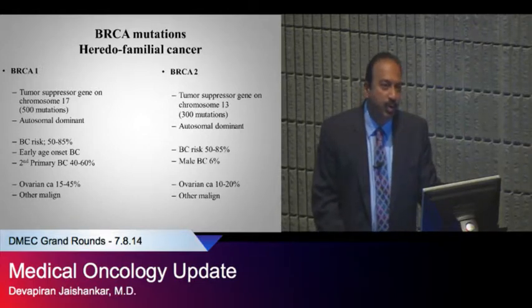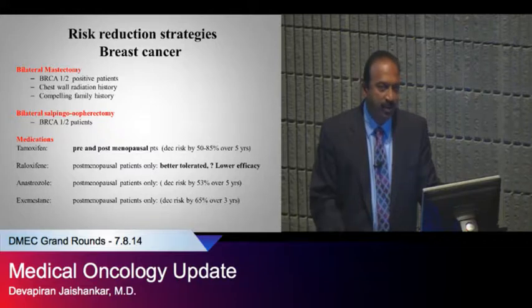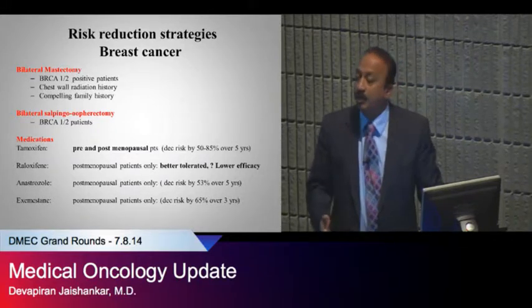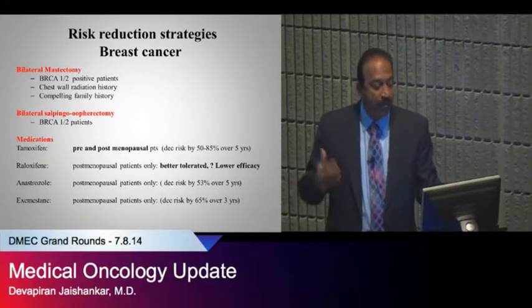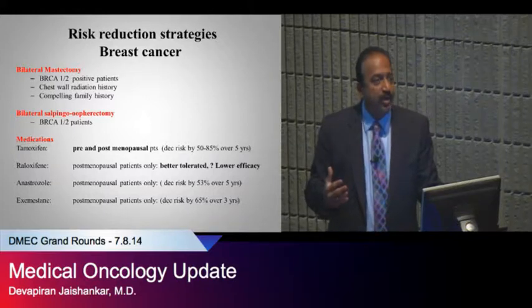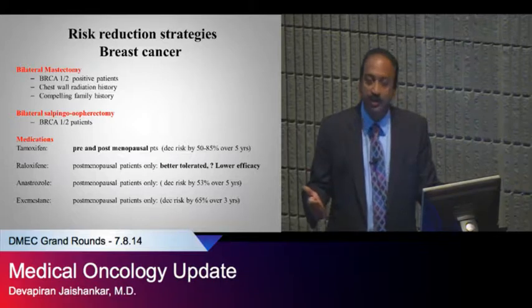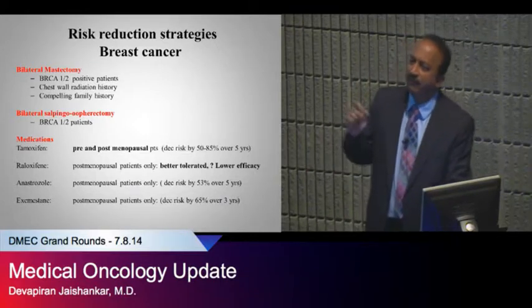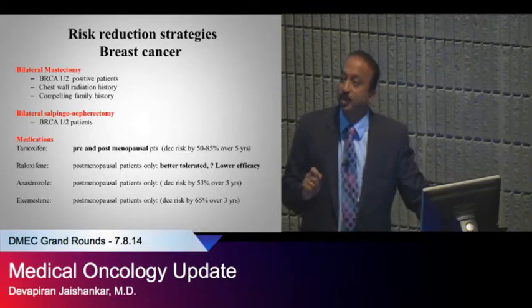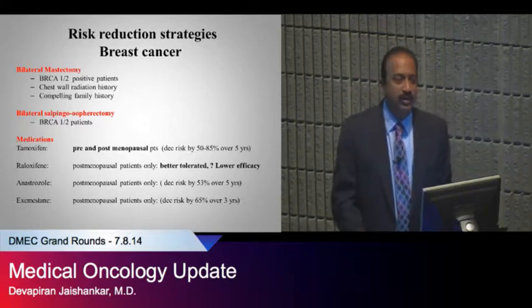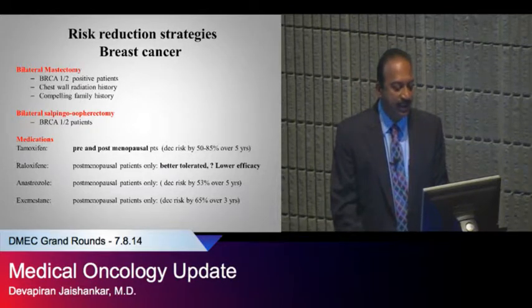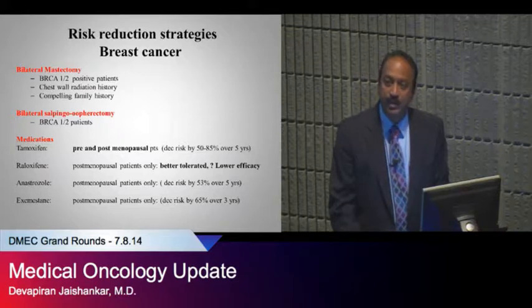So what would you do once you have defined them as high risk? Number one, you can order or offer a bilateral mastectomy. And the obvious criteria or reasons you would do it is if they have BRCA1 or 2 mutations, if they have prior chest wall radiation, or if they have a very, very compelling family history despite being BRCA negative. And that's a soft one, so I'd be careful offering bilateral mastectomies there. A bilateral salpingo-oophorectomy is certainly feasible and would reduce risk.